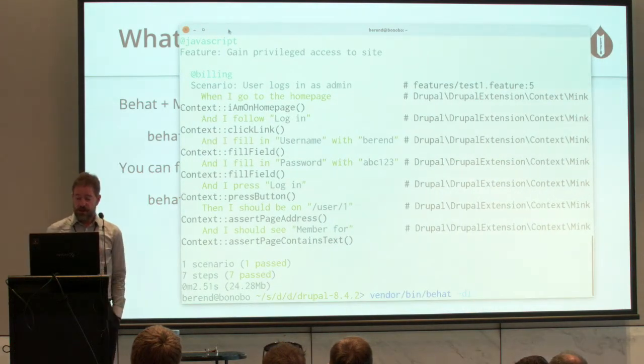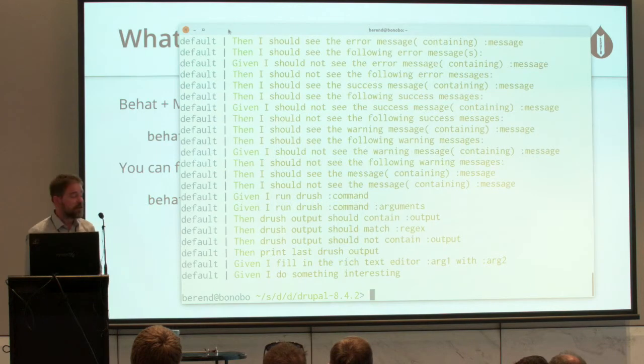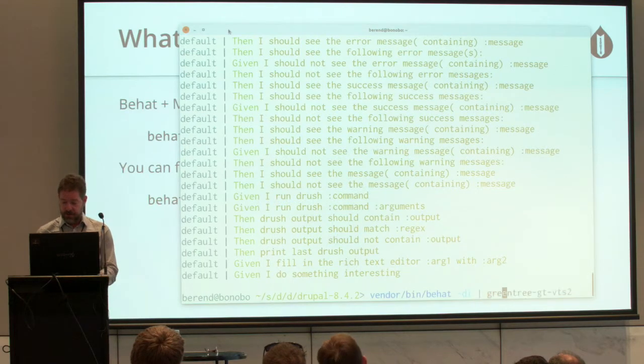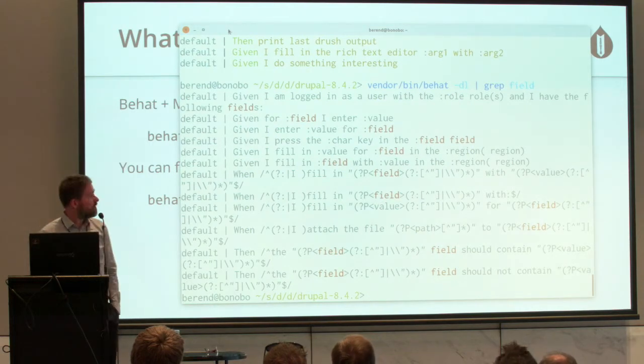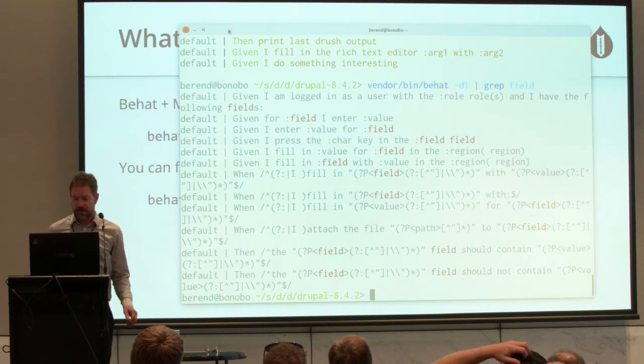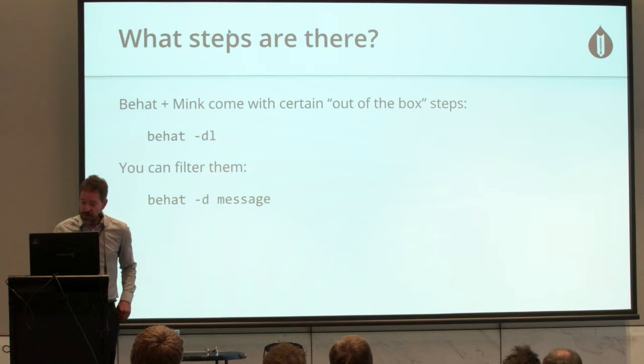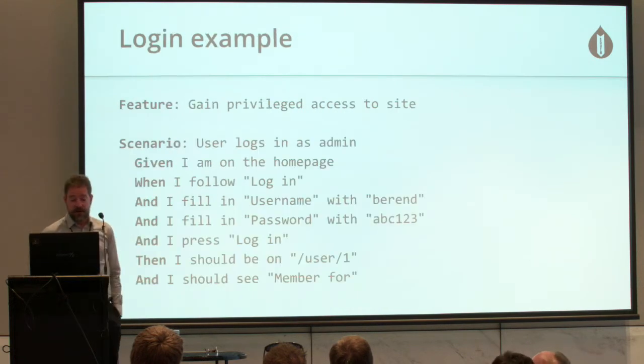So here I can simply dump all the steps I have. And I can filter them, obviously. I could say field, something with the word field in there. Oh, I have all these steps available. Given for this field, I enter the value. It allows you to discover what pre-built steps there are. So here we have that login example again.